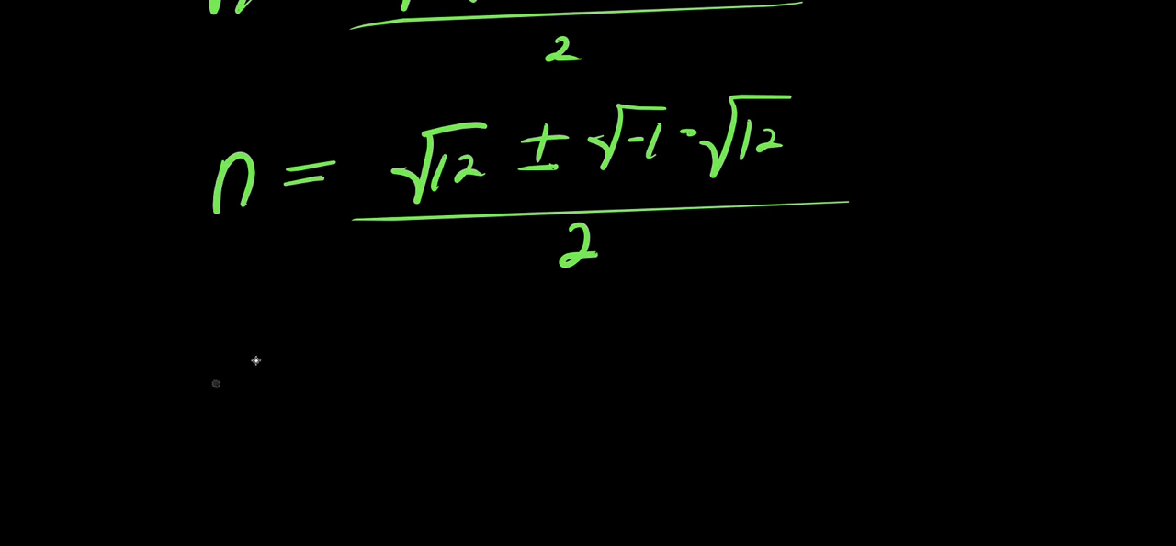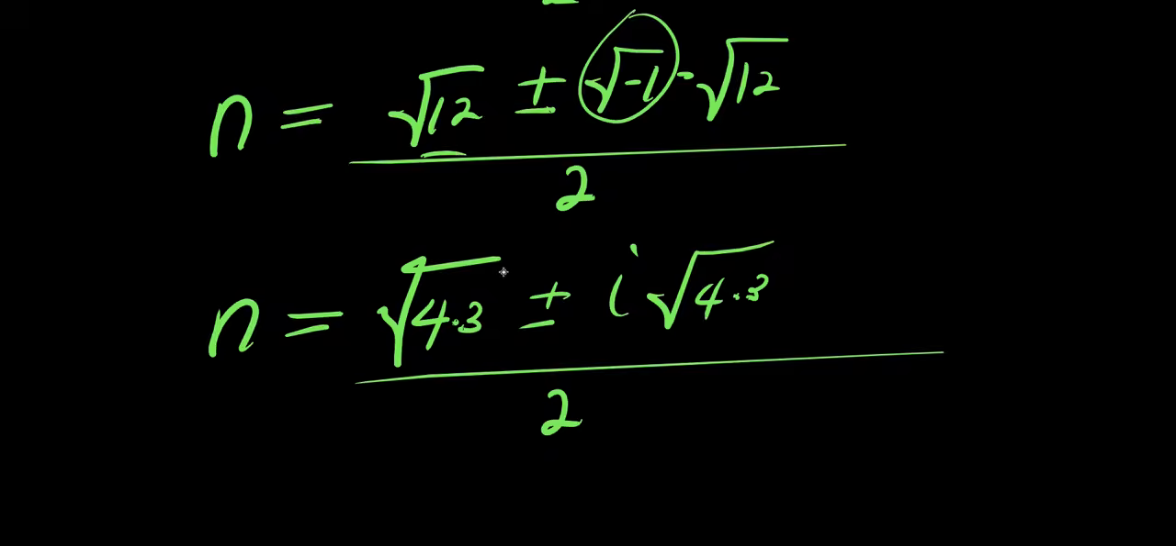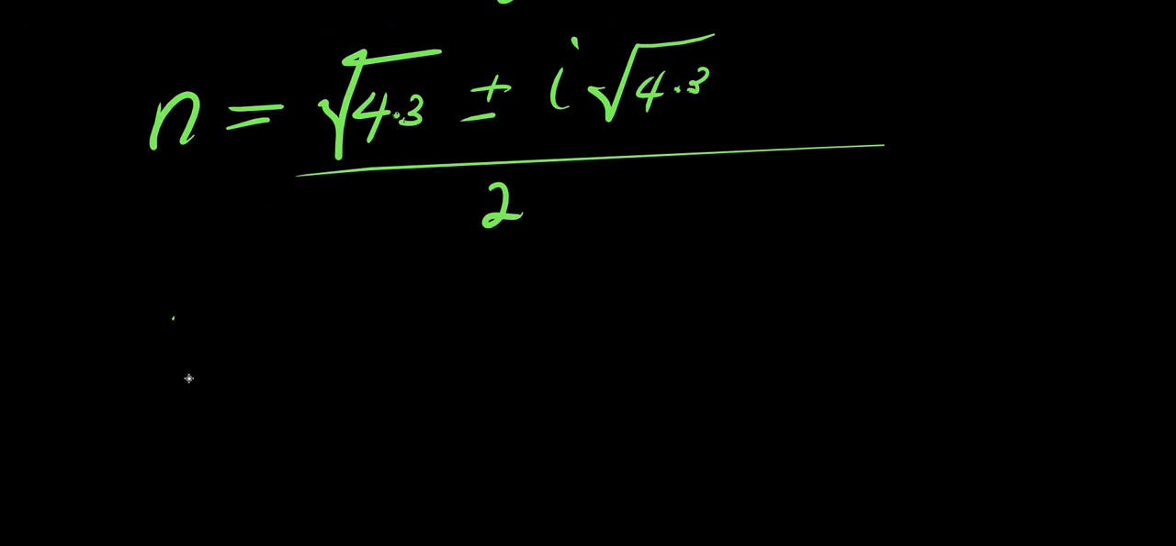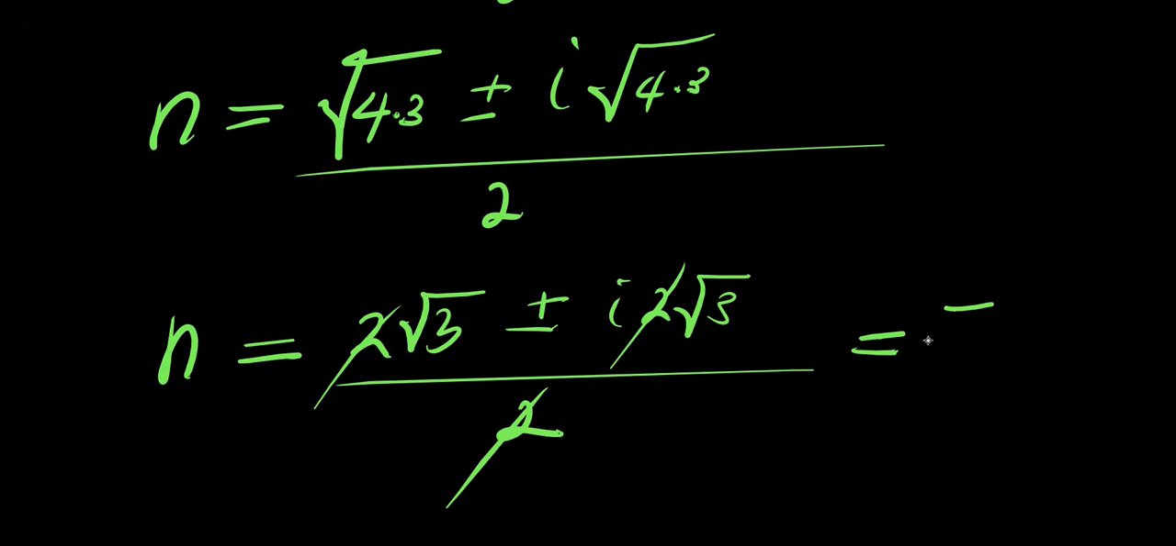So right now, I can have n equals root 12, the square root of 4 times 3, plus or minus i times the square root of 4 times 3, divided by 2. So from here, I have n equals the square root of 4, that is 2, times root 3, plus or minus i times 2 times root 3, divided by 2. This cancels this. We have root 3 plus or minus i times root 3.